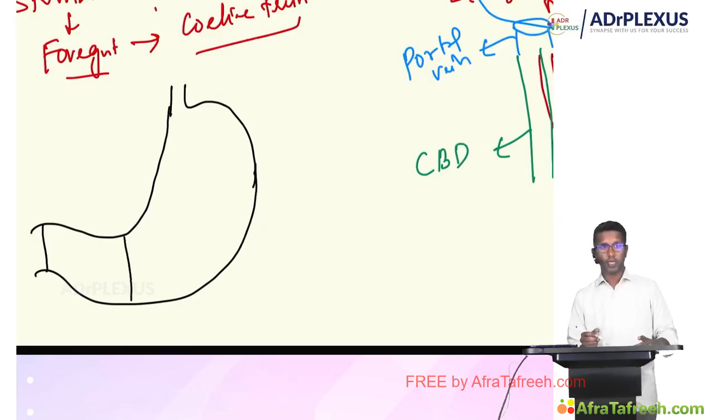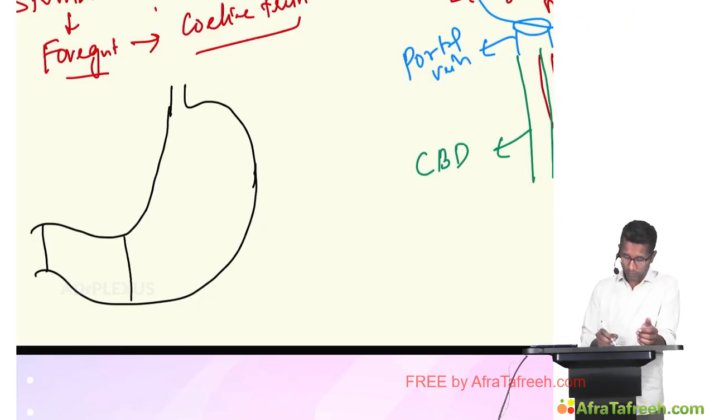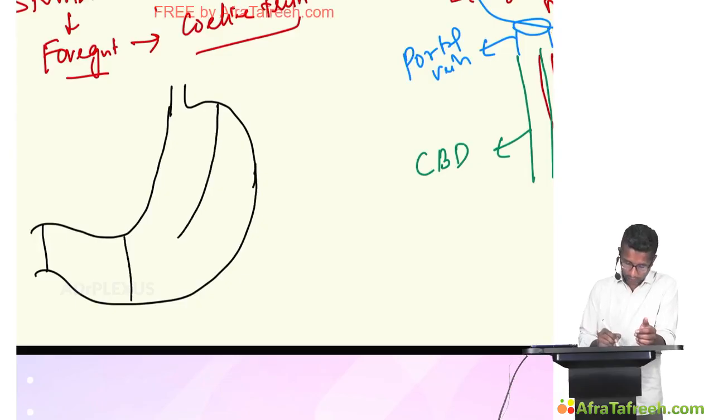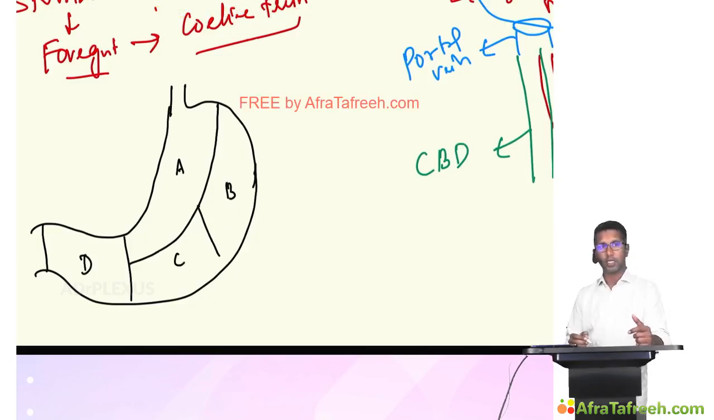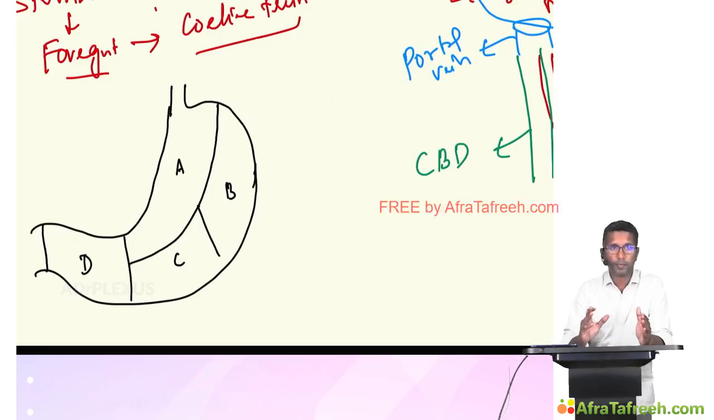Now I divide the stomach into 4 quadrants. This is quadrant A, this is quadrant B, this is C, and the pyloric region is D. One quadrant mainly occupies the lesser curvature. The greater curvature of the stomach is divided into 2 quadrants, and the pyloric region is kept as 1 quadrant.